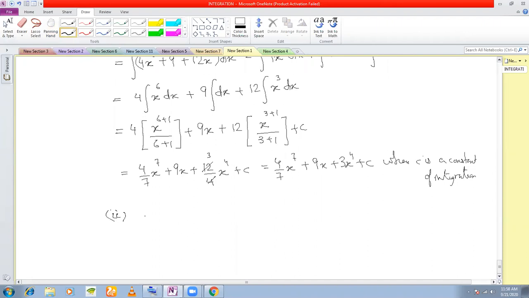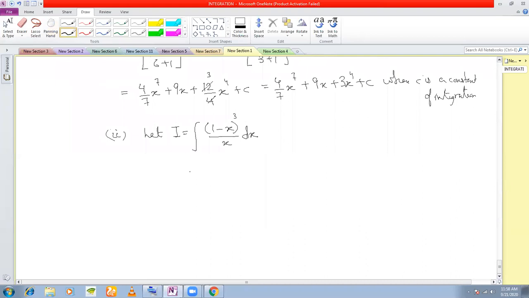The second question that I gave you was integration of (1 minus x) whole cube divided by x dx. So how do you find this? Remember this technique. This technique is also very important. Whenever you see that the degree of the numerator is greater than the degree of the denominator, we'll divide. Understood? What is the degree of the numerator here? The degree of the numerator here is 3. And what is the degree of the denominator here? The degree of the denominator here is 1. So we'll divide.